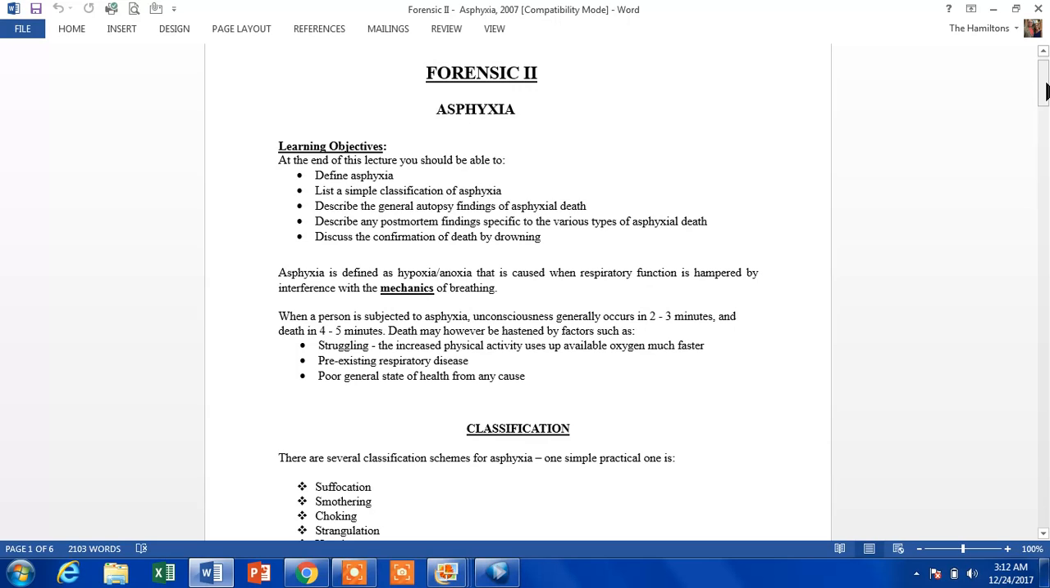Asphyxia is defined as hypoxia or anoxia that is caused when respiratory function is hampered by interference with the mechanics of breathing. When a person is subjected to asphyxia, unconsciousness generally occurs in 2 to 3 minutes, and death in 4 to 5 minutes. Death may, however, be hastened by factors such as struggling. The increased physical activity uses up available oxygen much faster. Pre-existing respiratory disease. Poor general state of health from any cause.